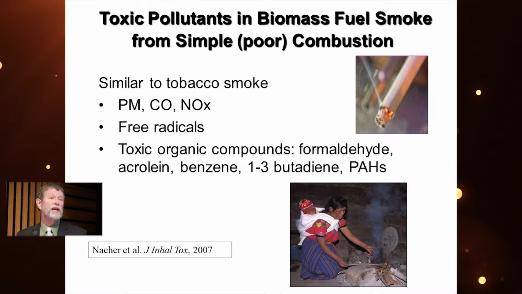It's just that it doesn't have nicotine. So you don't get addicted to household air pollution the same way you get addicted to tobacco smoke, but they're somewhat similar in terms of their chemical constitution.